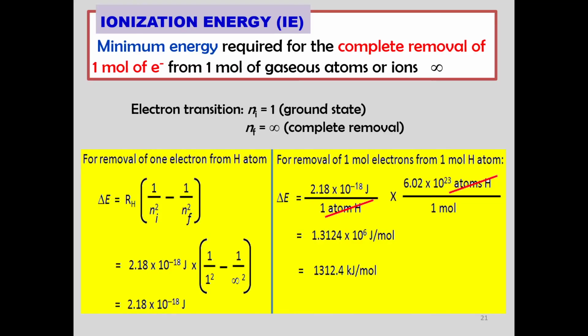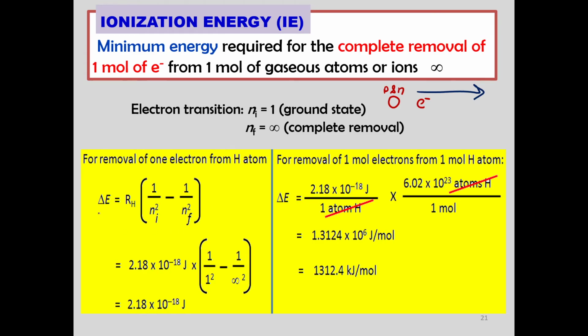Is ionization energy. So this is the calculation for ionization energy. Ionization energy is the minimum energy required to completely remove 1 mole of electrons from 1 mole of gaseous atoms or ions. So this is the nucleus, we have protons and neutrons, and then we have the electron. We want to remove the electron completely from the atom, pull it straight out. So how much energy is needed to pull that electron out completely?